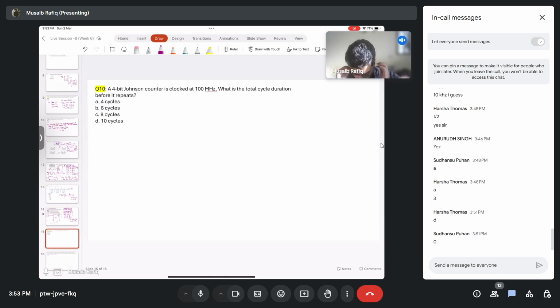Now I have this question. It states that a 4-bit Johnson counter is clocked at 100 megahertz. What is the total cycle duration before it repeats? I want you to solve it first, then I'll show the solution. So please write down your answers when you have solved it.